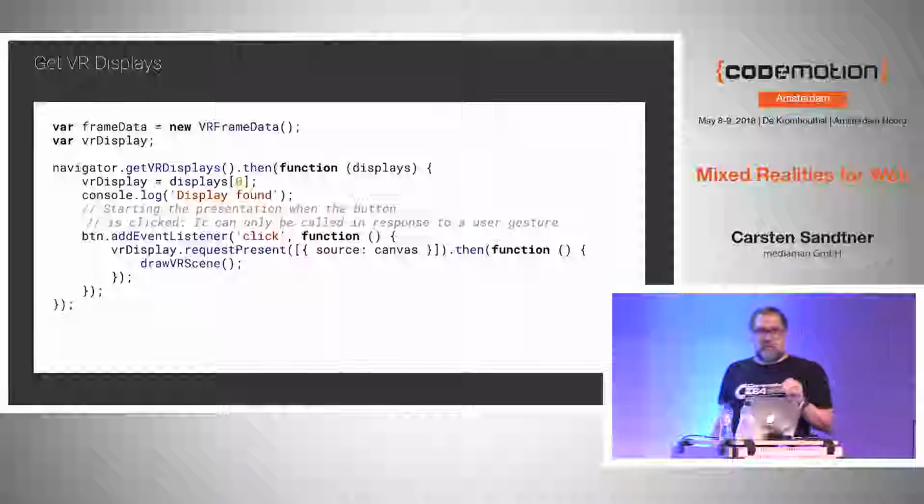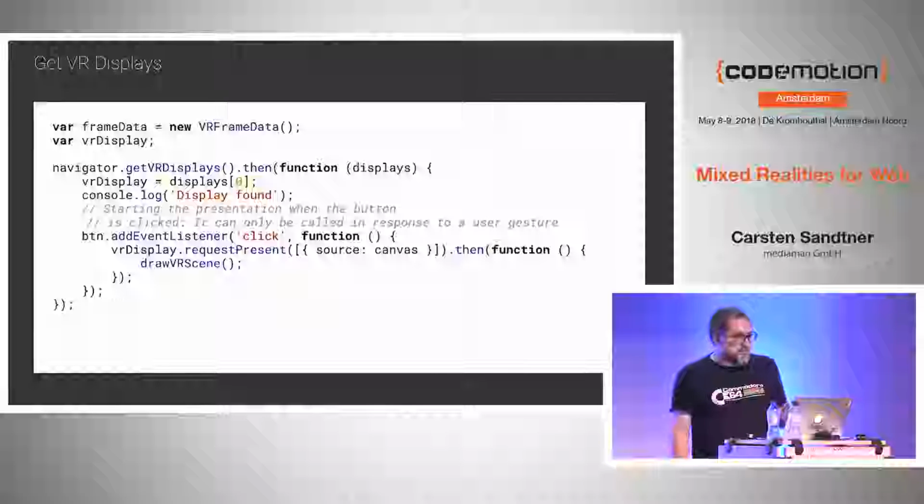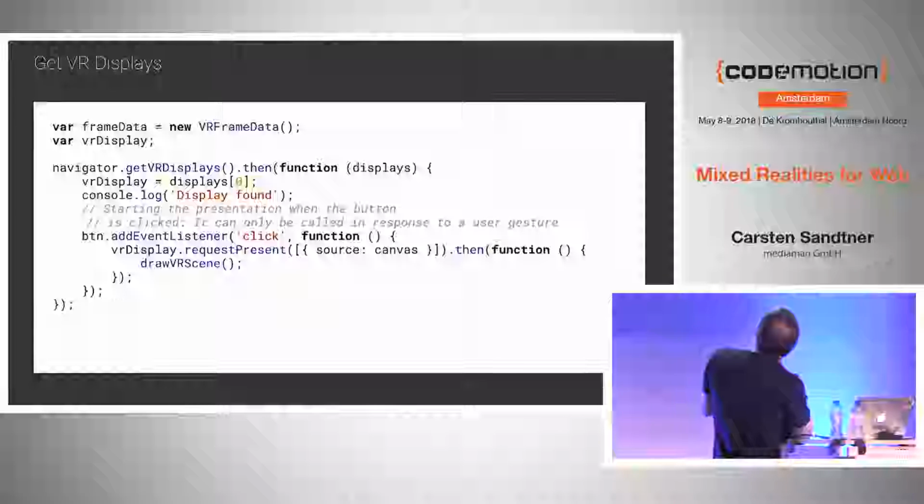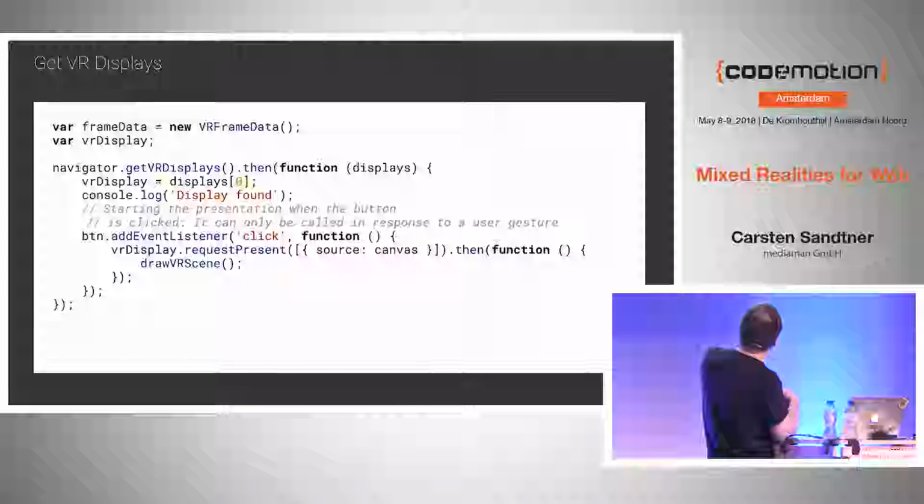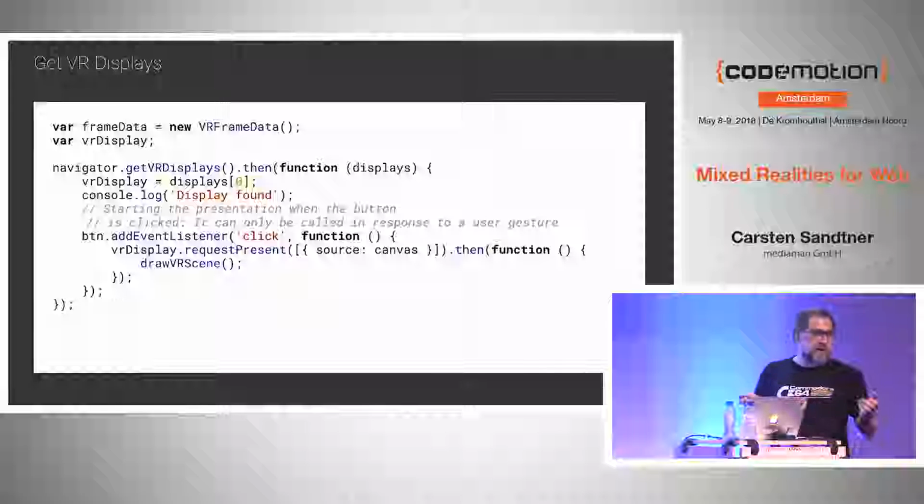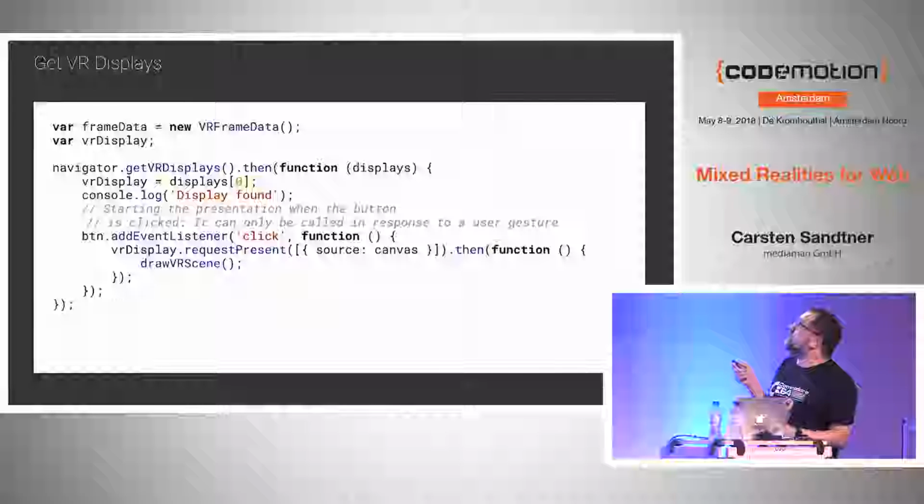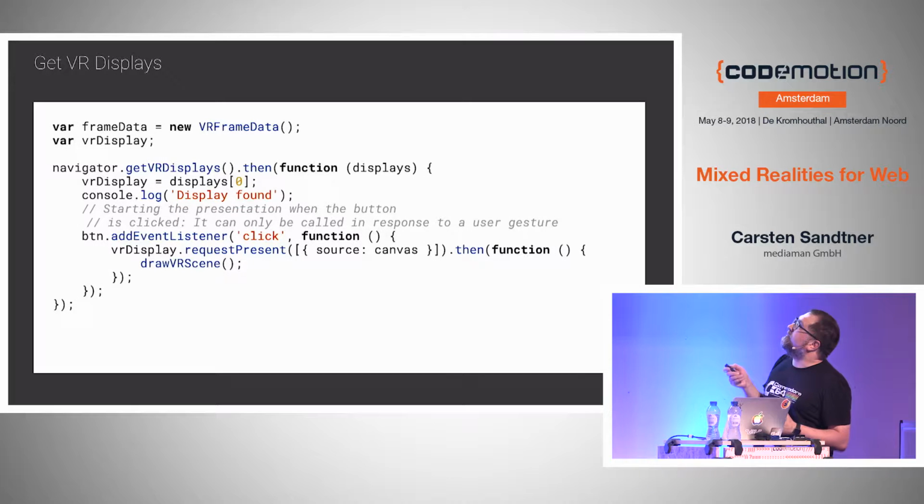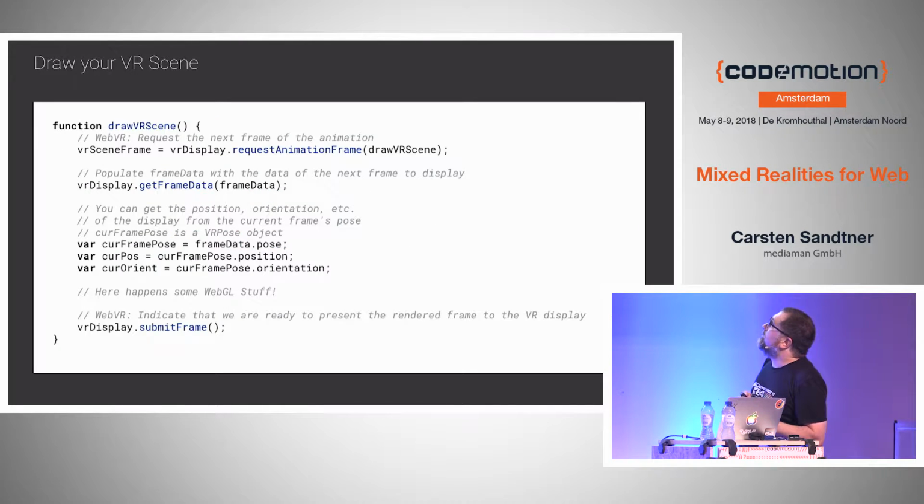If I want to get the device from the computer, now you have to get the VR displays. It returns a promise. The promise passes the displays when found. And if you have one display in your area, you have at least one display found. So you could assign it to your display and you could start your drawing. That's all. So what's in this drawing? When you want to draw, you get a request animation frame from your display and draw the scene.